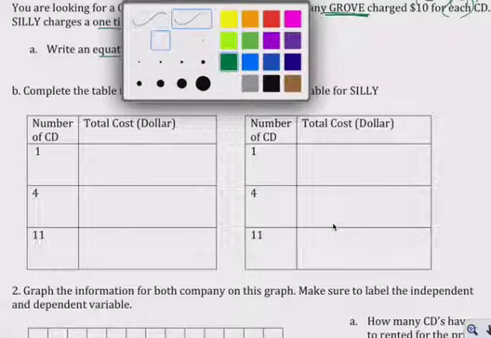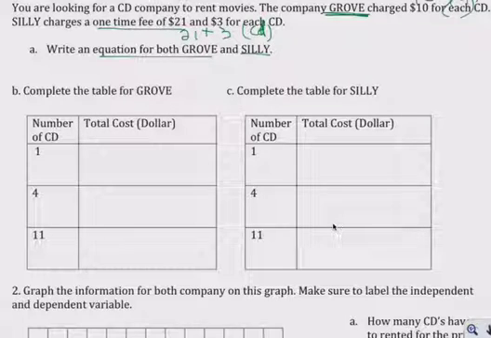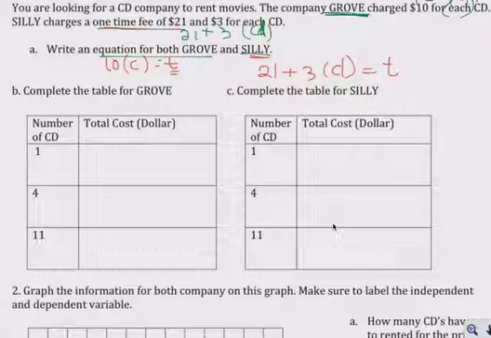Okay. An equation for Groove is 10 times the number of CDs, I'll just put C, equals the total cost of everything. Because we don't know total cost, we leave it T. Sometimes they give you the total cost. You need to put it in to find how many CDs. But in this case, it didn't give us total cost. Silly now has a $21 one-time fee plus $3 times the number of CDs. That's going to equal total cost. Okay?